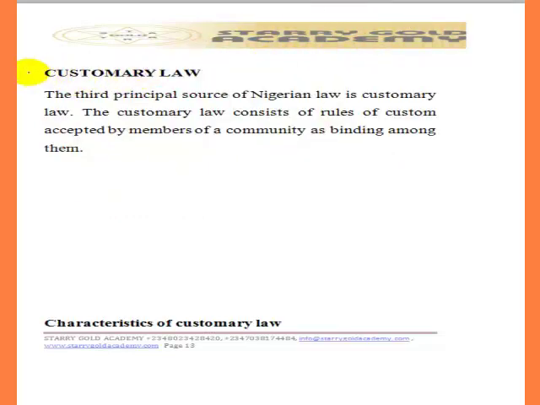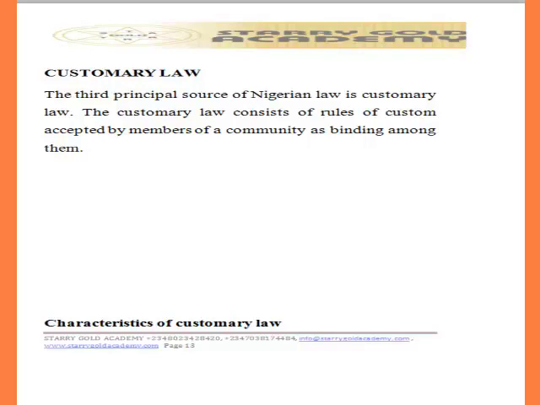Let us look at another important source of Nigerian law, and it is known as customary law. It is very important. Customary law consists of rules of custom accepted by members of a community, and it is agreed as binding among them. In Nigeria, we have customary law that governs our activities. We take customary law to be our law.